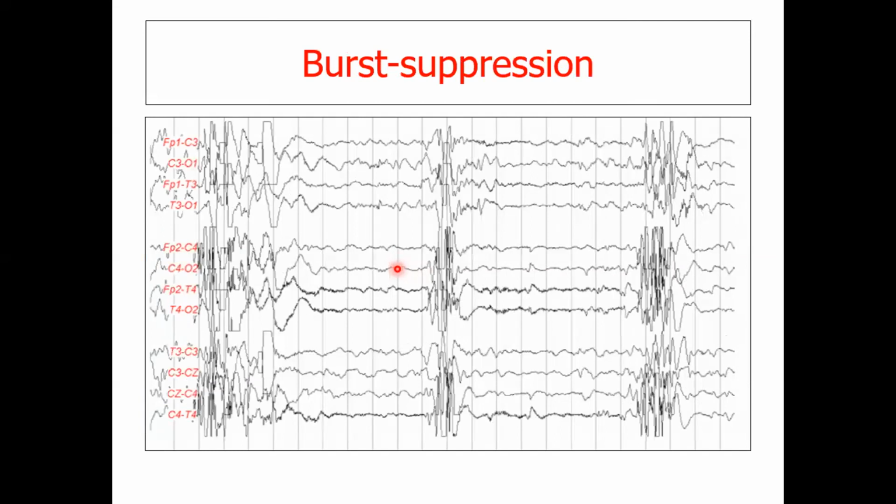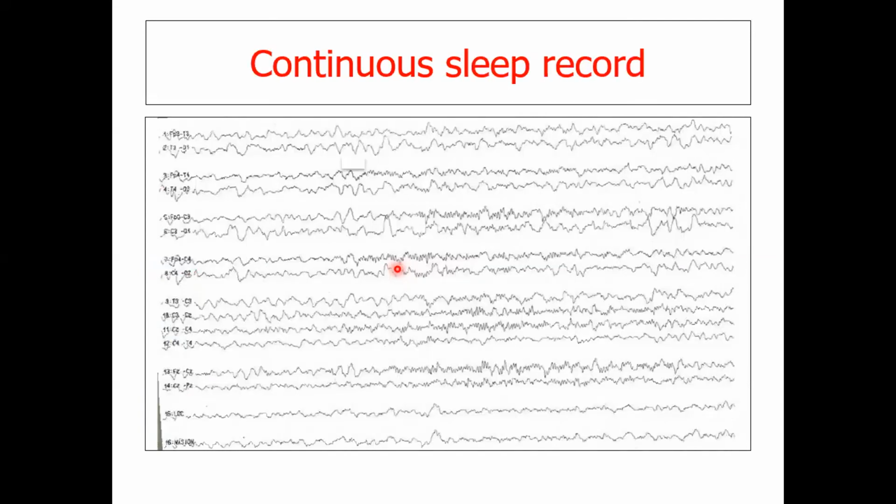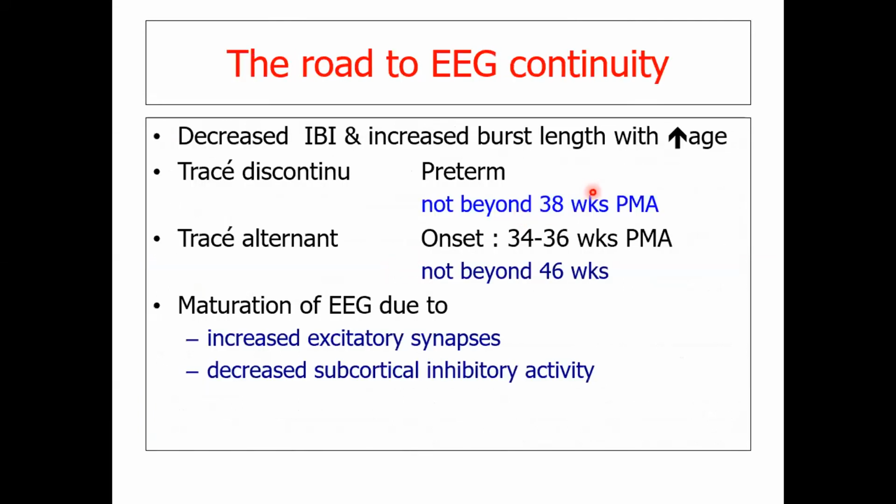Just keep it in mind that trace discontinue and trace alternance are periods of discontinuity which disappear as the neonate matures, and beyond 38 weeks one does not see discontinue. In preterms, trace discontinue is quite prevalent, whether the baby is sleeping or awake. However, trace alternance comes after 34 to 36 weeks of postmenstrual age, and it is not to be seen in a normal healthy brain beyond 46 weeks. These happen because there is an increase in excitatory synapses and a decrease in the subcortical inhibitory activity.